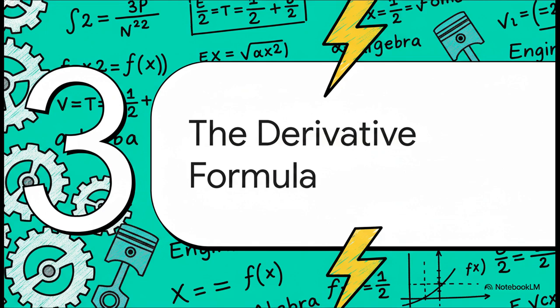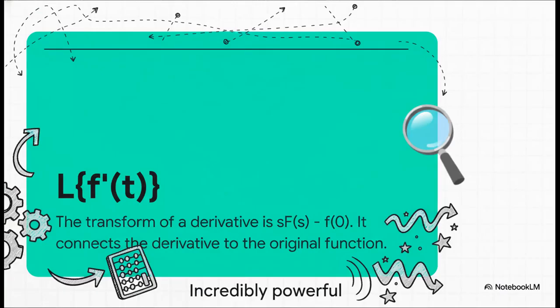Okay, so how does this magic machine actually work? What's the secret? Well, the entire engine is powered by one brilliant and incredibly useful formula. Let's check it out. And this is it. This is the engine. The transform of a derivative, that f prime of t on the left, becomes s times F of s, which is just the transformed version of our original function, minus f of 0, which is simply the starting value of our system. This little formula is the key to everything.